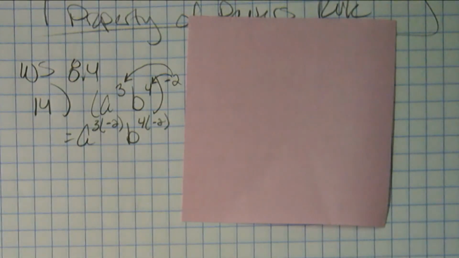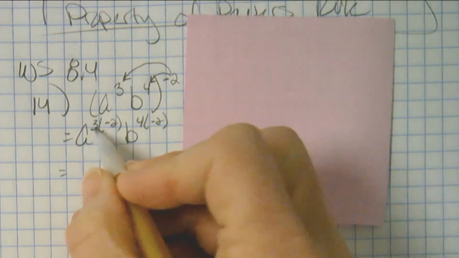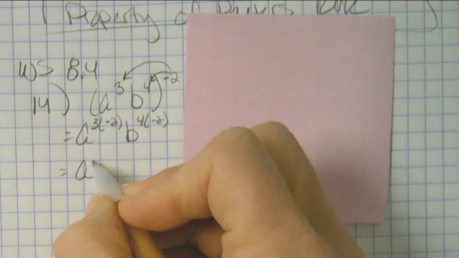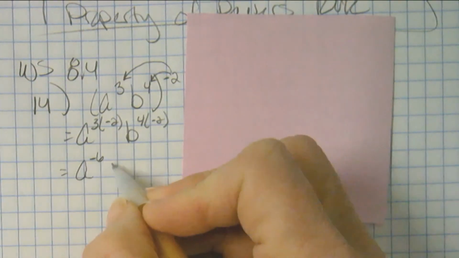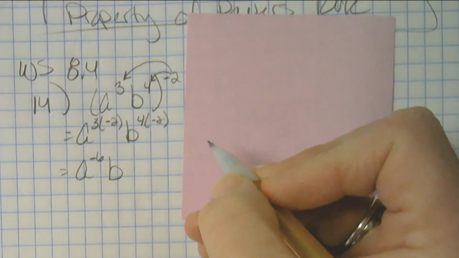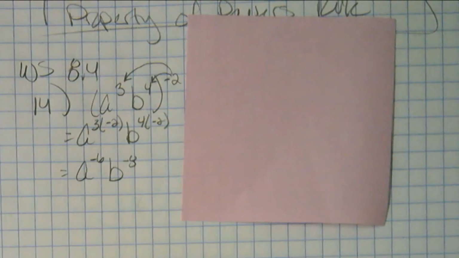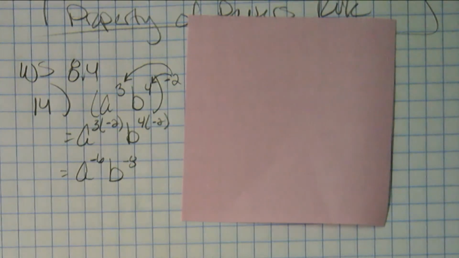Jack, what's up? Then just write what I have there. Questions so far? Okay. Well, what is a to the 3 times negative 2? Alex? A to the negative 6. What's my b to the fourth times negative 2? Negative 8. Are you guys cool so far? How many of you are all good?